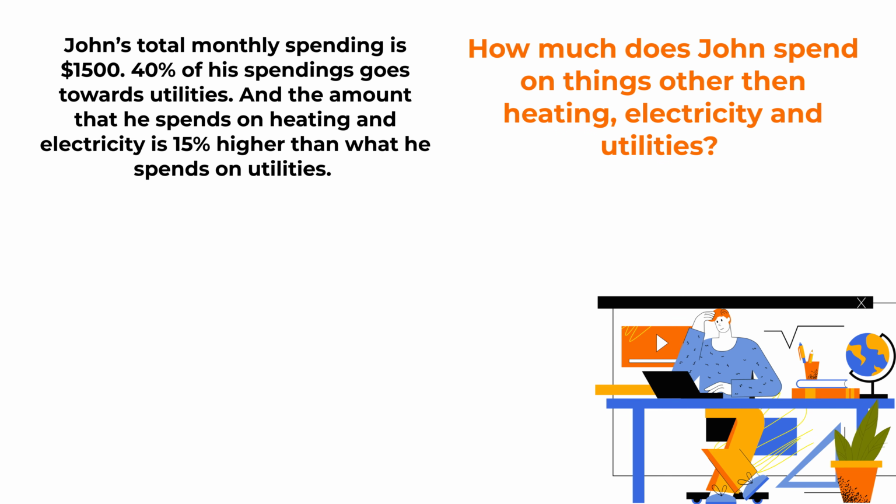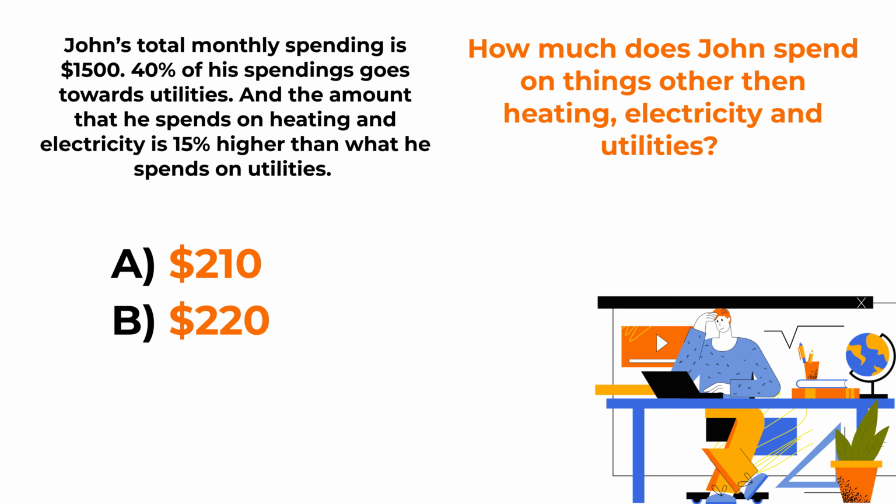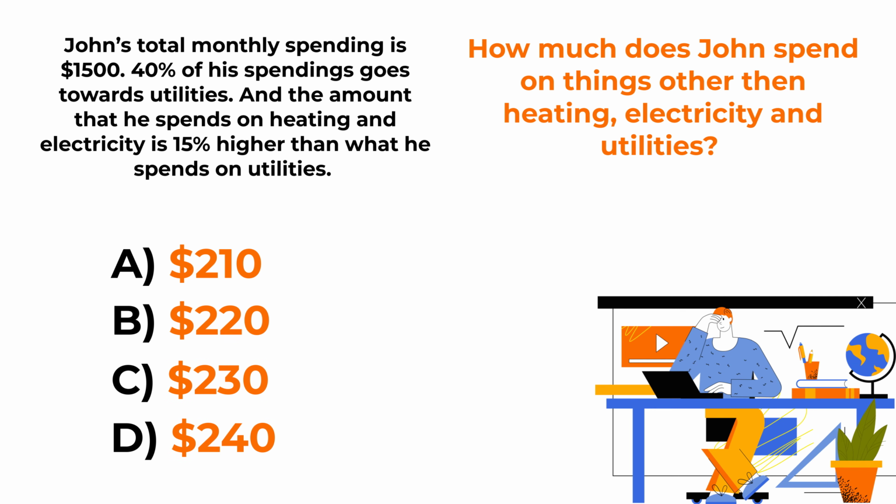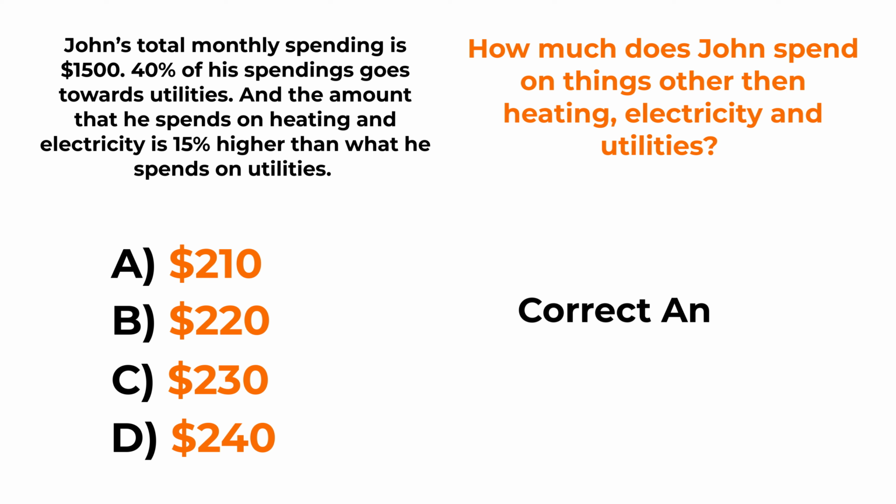You're presented with 4 different choices. Choice A, $210, choice B, $220, choice C, $230, and choice D, $240. Do you see the answer? Give yourself a little bit of time to see if you can calculate the solution. The correct answer here is choice A, $210. Do you know how to get to this answer?